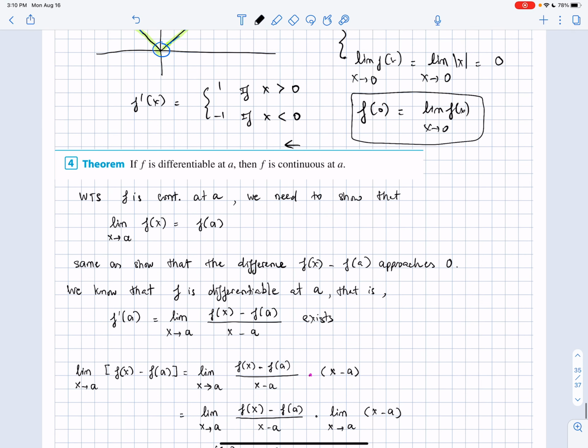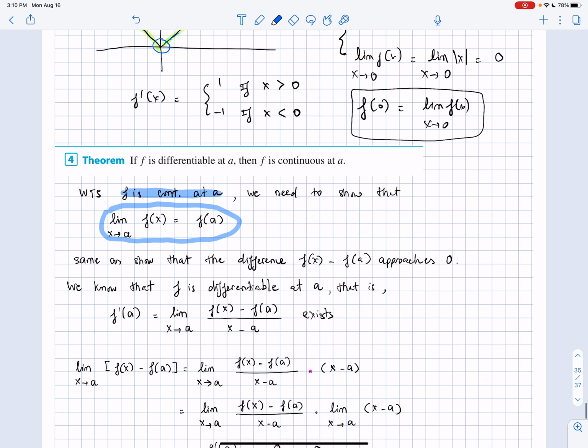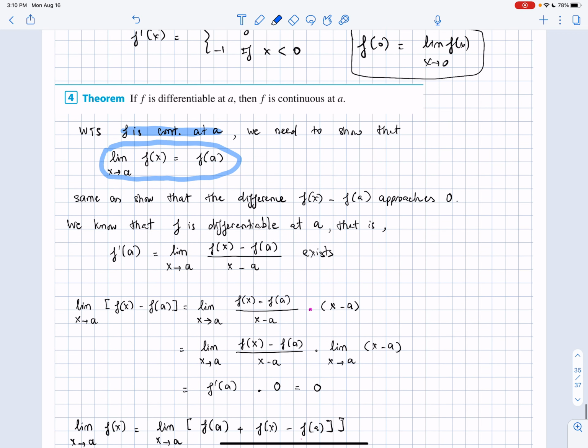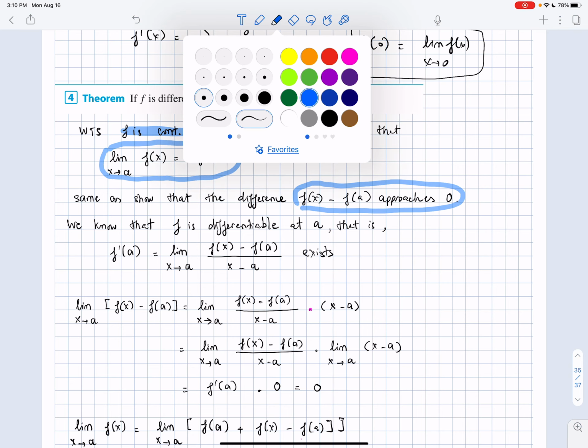Now we want to show that if the function f is differentiable at A, then f is continuous at A. We want to show f is continuous at A. That means we want to show that the limit of f of x as x approaches A equals f of A. And this is the same thing as showing that f of x minus f of A approaches 0. So this is what we want to show.